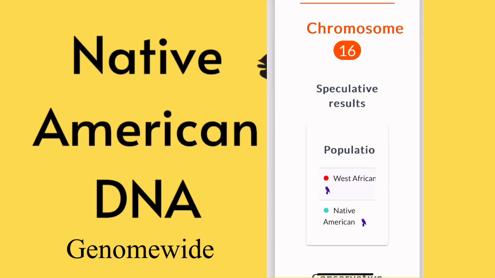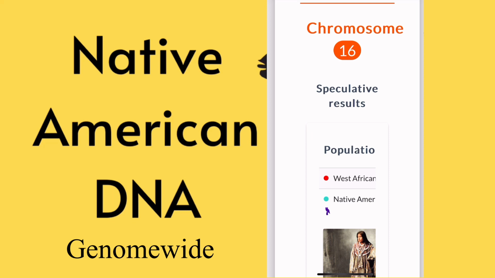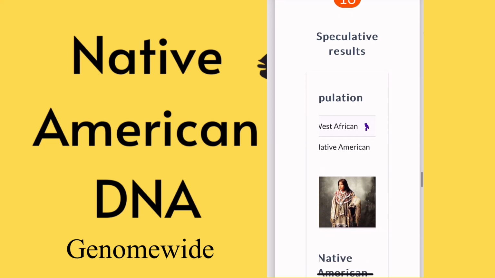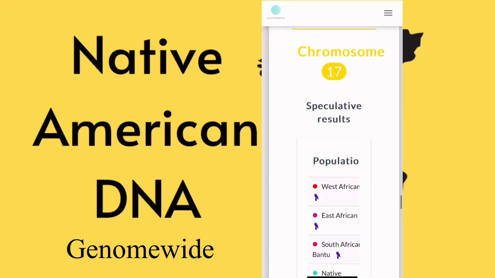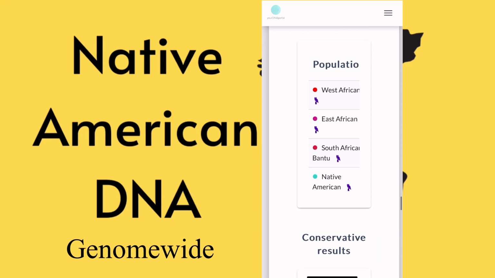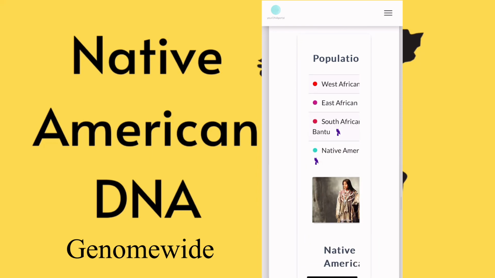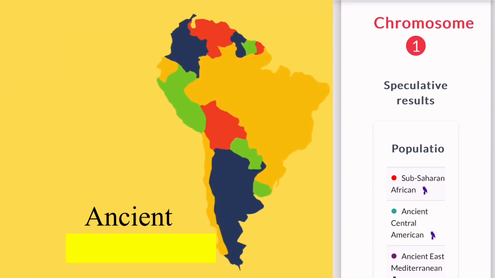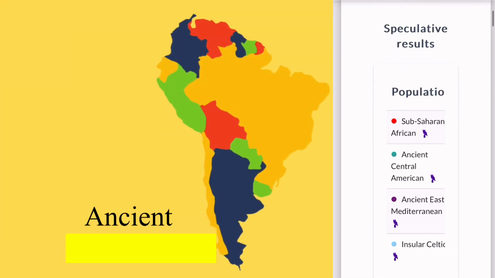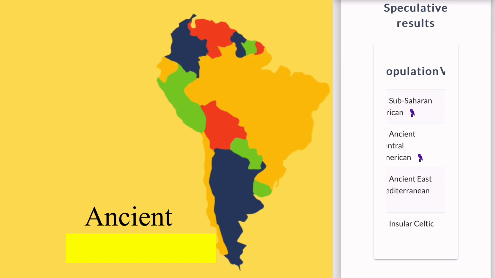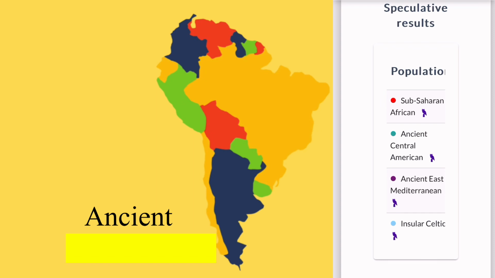Next, jumping over to chromosome 16, again, speculative results show Native American. Moving on to chromosome 17, we see here again Native American. Now we'll go to our next set, which is the ancient set. In chromosome 1, speculative results show ancient Central American. So let's go ahead and hear about that group.